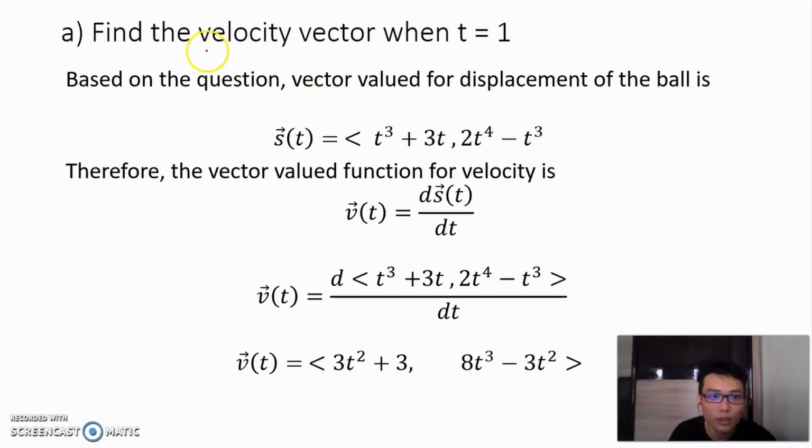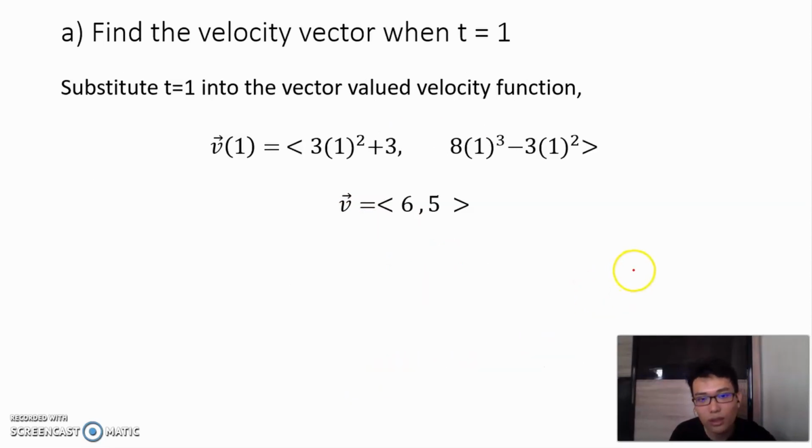So let's look at the first sub question. Let's find the velocity vector when t equals 1. This displacement, like I said before, is x and y. So you want to find velocity, you need to use differentiation. When you differentiate, it will become like this. So the question is find the velocity vector when t equals 1. You sub in t equals 1, for x you get 6, for y you get 5.